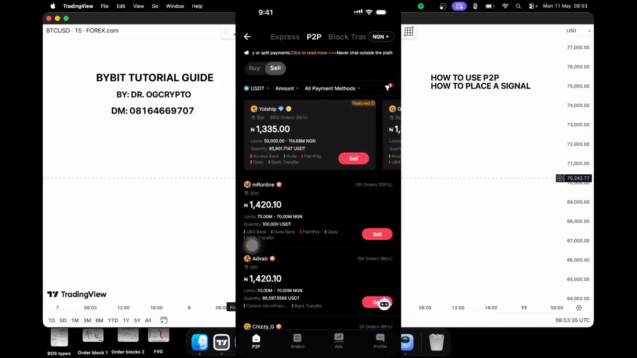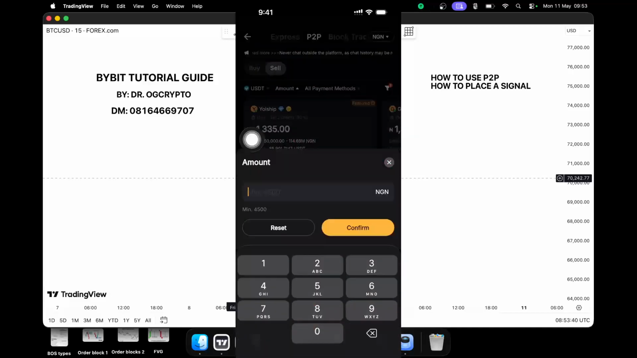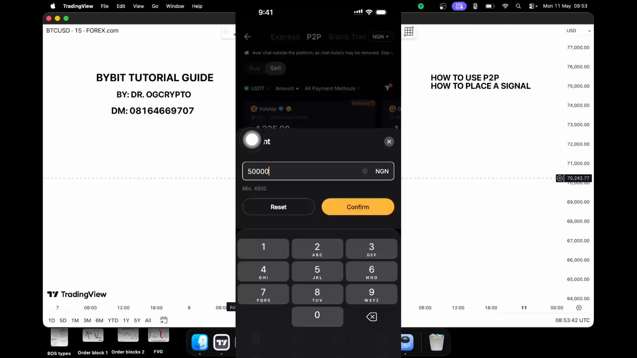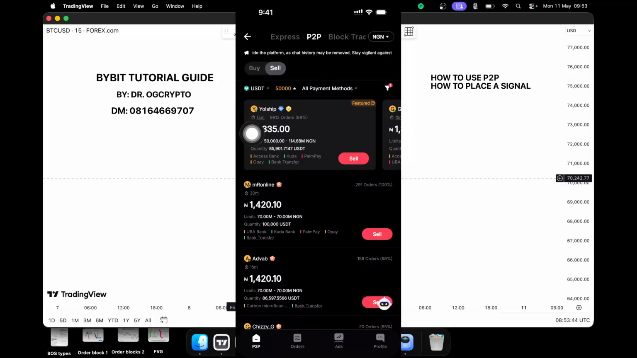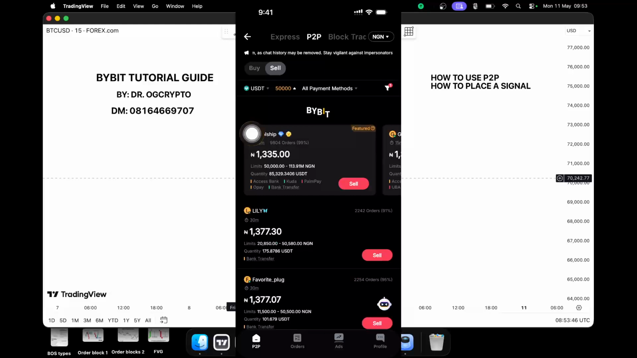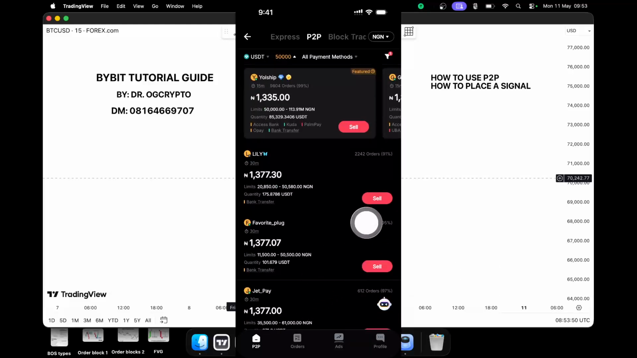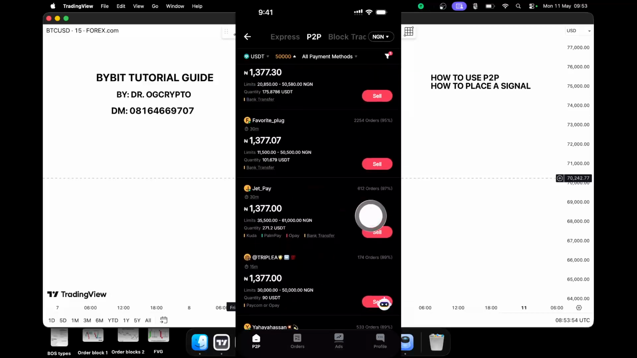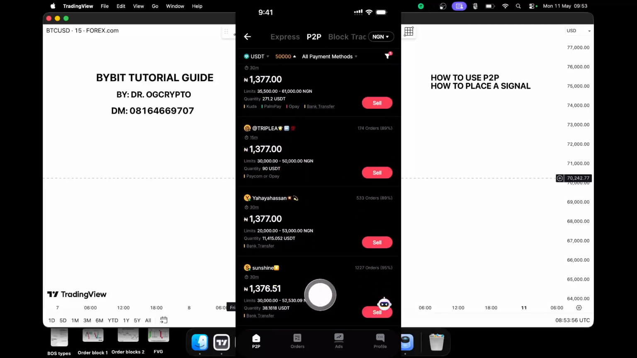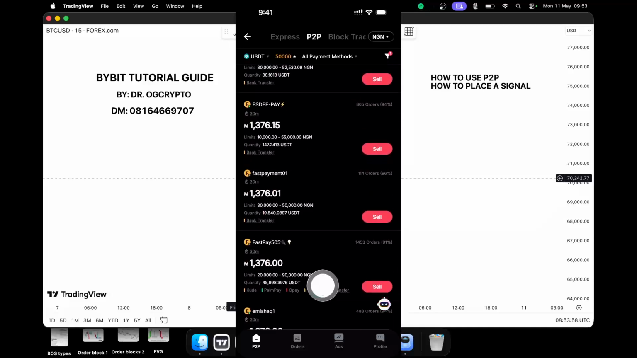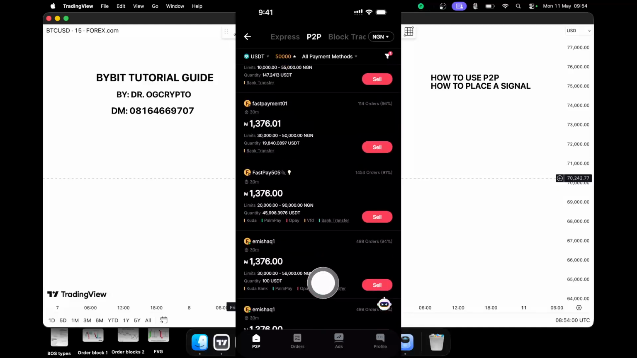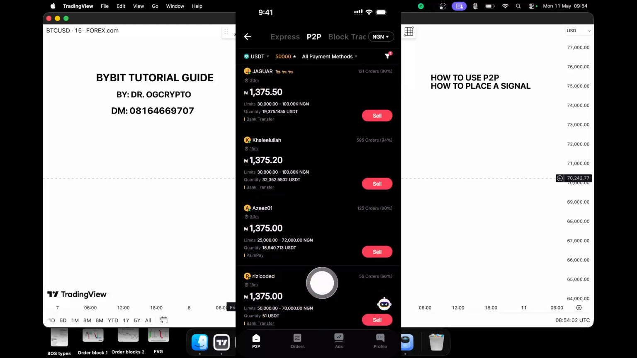And if you want to sell USDT to any person too, you click on sell. Look for the amount that I want to sell. Is it 50,000 naira worth of USDT that I want to sell? Then I will go and look for the right people. I will not trade with these people because they have 91%, 95%. I will go and look for someone whose completion rate is high. You understand? You are free to scroll down.